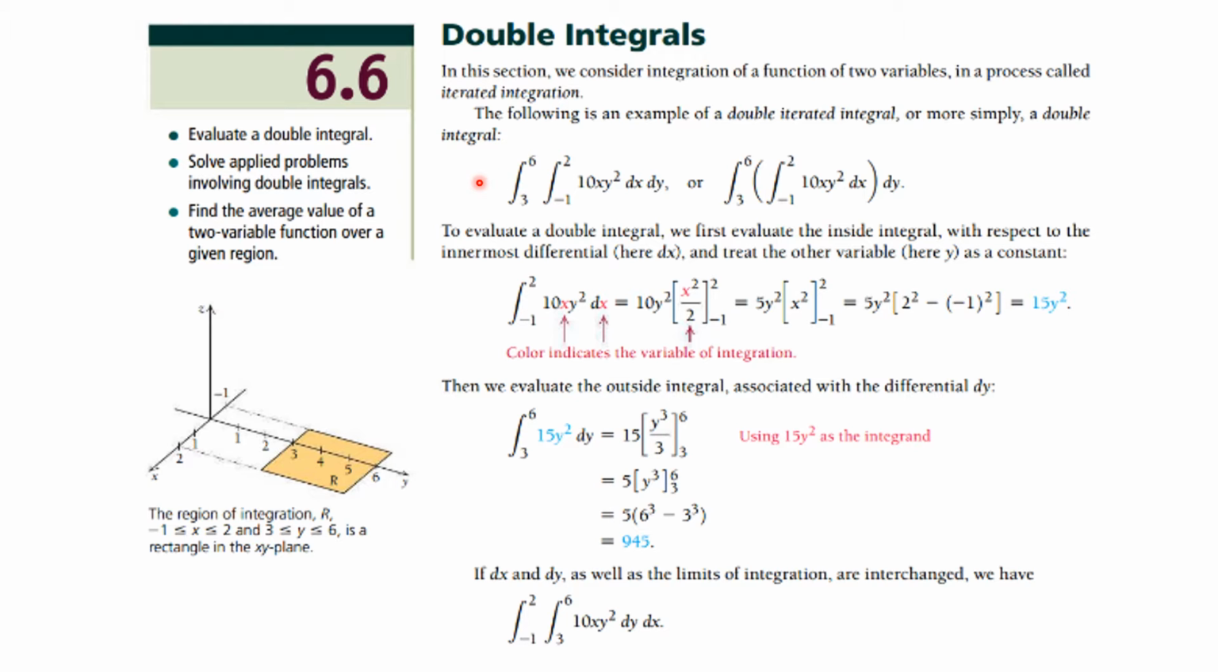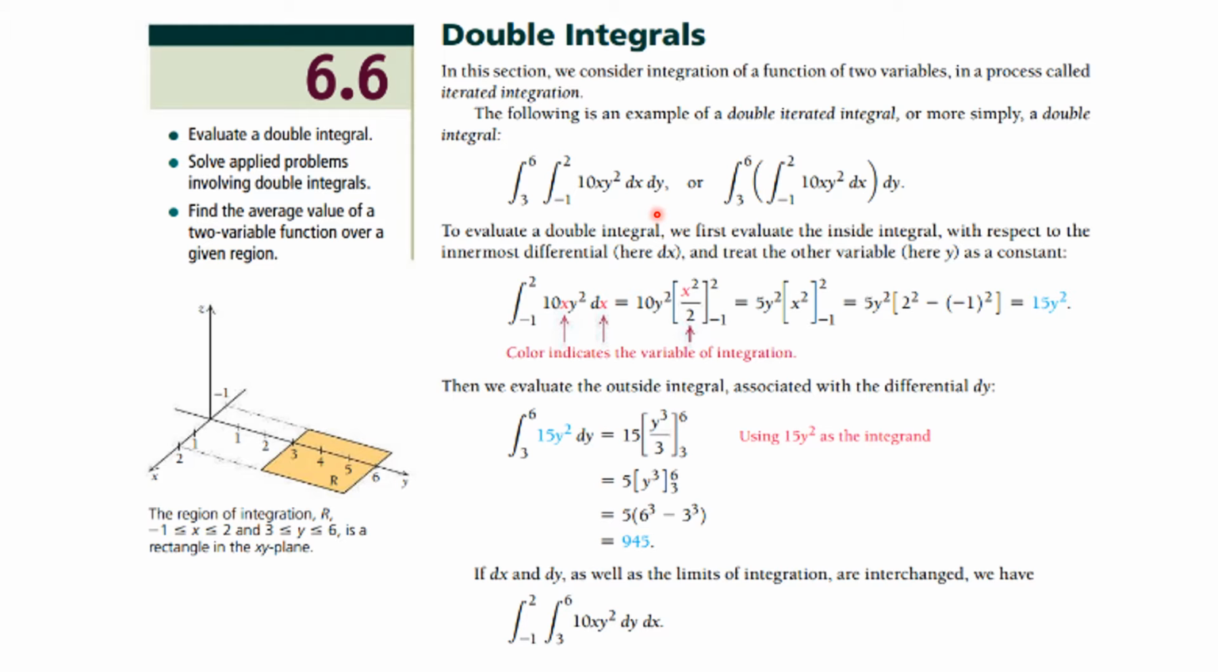Let's do an example to make clear what we're talking about, and then we'll define it more formally. The following is an example of a double iterated integral, or a double integral. We have the integral from 3 to 6. That's a definite integral. And by the way, these match up. This is on the outside, so this range is for y.